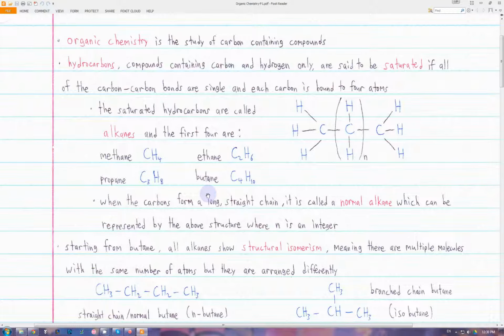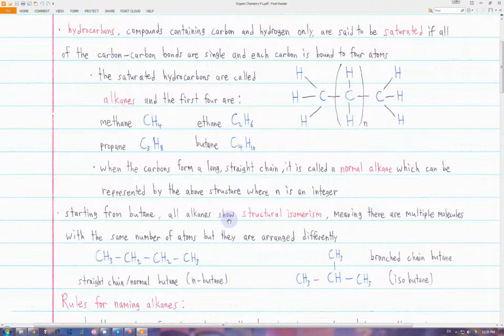And so from butane and other alkanes higher up, they all show what's called structural isomerism. And isomers are just 2 different molecules that have the same chemical formula, but the atoms are arranged differently. So here you can see 2 different isomers of butane. They both have 4 carbons and 10 hydrogens, but they are arranged in a different shape.